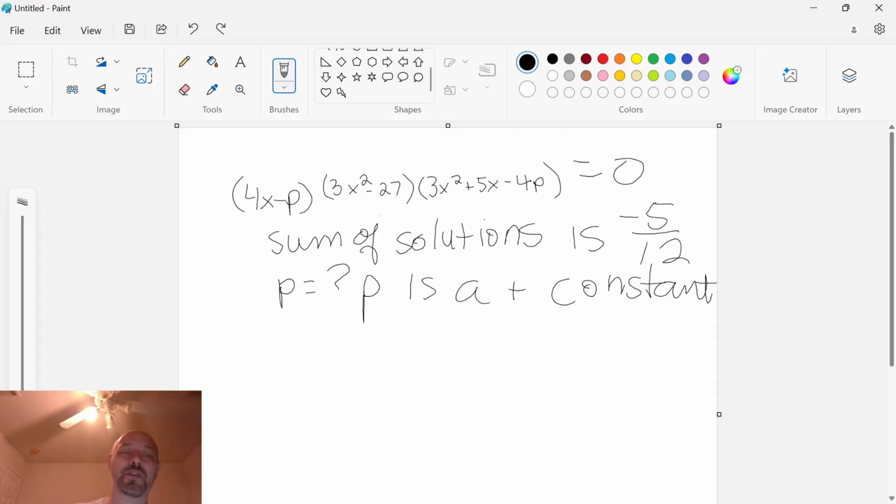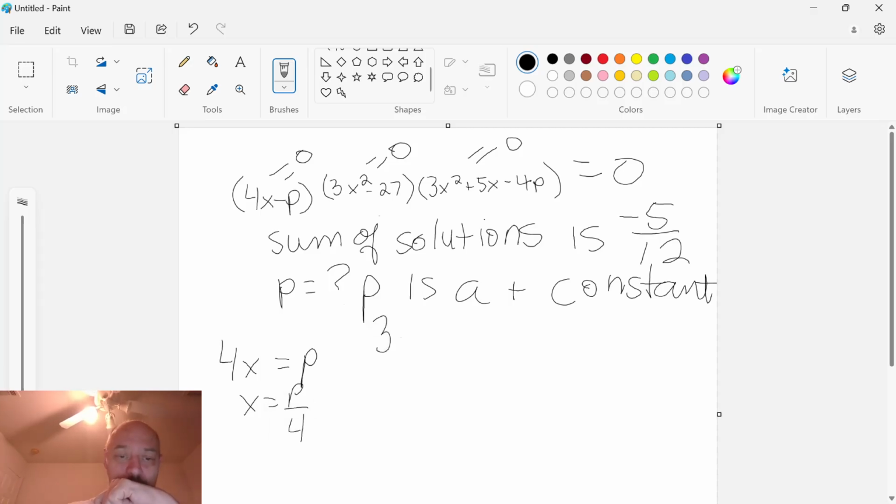The zero product rule says set each one of these factors, these are each factors, set them all equal to 0. 4x minus p equals 0 and solve for x. 4x, I will add p to both sides, equals p. x equals p over 4. And then I have to add all the solutions together.